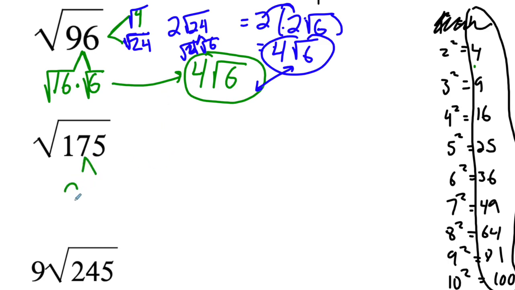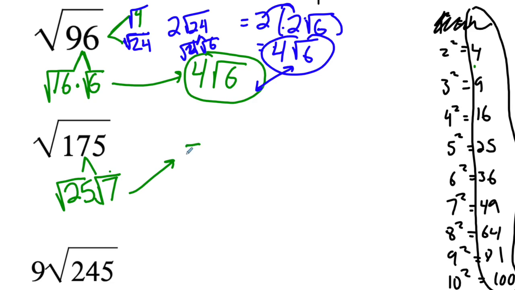Okay, so this is 25, and it's 25 times 7, because it's 25, 50, 75, 100. That's 4. 125 is 5. 150 is 6. And 175 is 7. So if 25 times 7 is 175, then the square root of 25 times the square root of 7 equals the square root of 175. And again, if you don't believe me, go ahead and try that on your calculator.